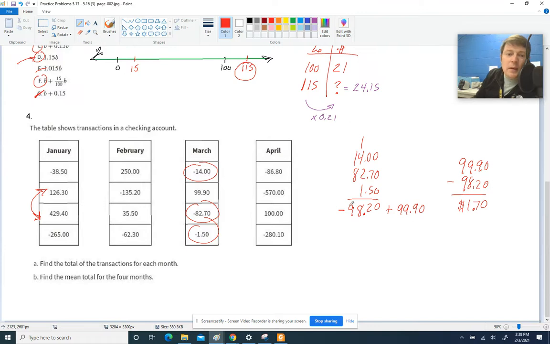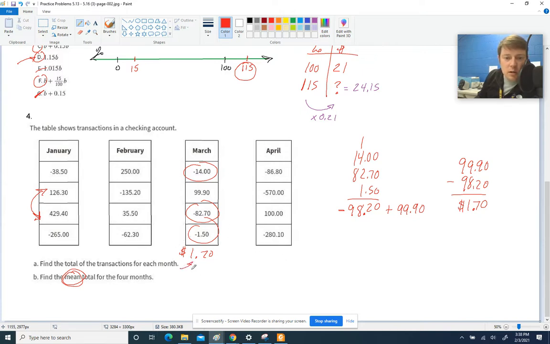All right. So when you find the total, for this one right here it was $1.70 for this month. You're going to get a total for March, a total for February, for January, April. And to find the mean, the average of the transactions, you're going to have to divide whatever your total was by 4. So that divided by 4, April's total divided by 4. Okay, I'm not doing all of those problems because it's just rote addition and subtraction. You do what you need to do there. Find those answers.